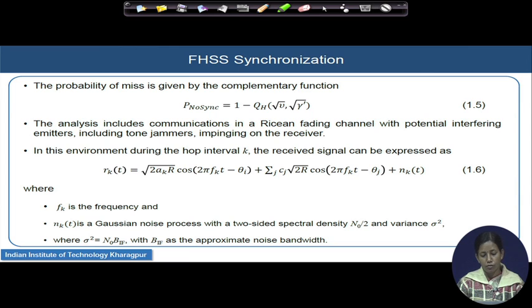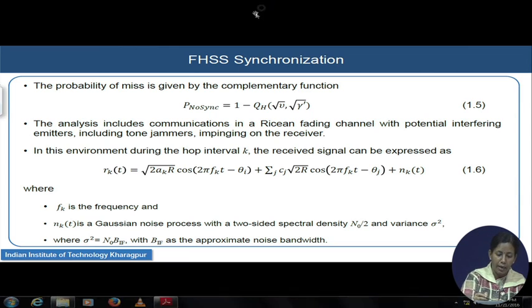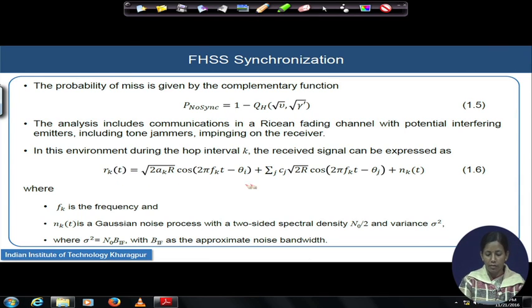In such an environment, during the hop interval number k, we saw that the received signal can be written like this, where the first part is the contribution from the direct line of sight path between the transmitter and receiver. This part is the power contribution from the multiple paths in the wireless environment, and this is the Gaussian noise process getting added. We also discussed that there is a bandwidth BIF, which is the noise bandwidth, and N0 by 2 is the two-sided power spectral density of the noise, and sigma square will be given by N0 into BIF.